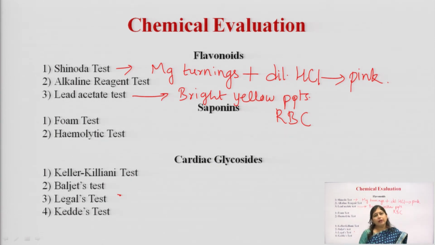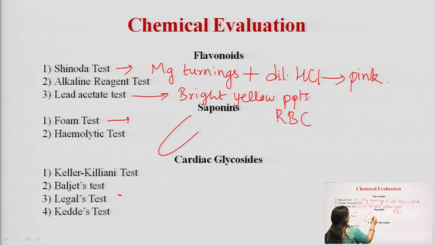So, the two common tests which are done, first is the foam test, where in a test tube we will take the drug and to that we will add water and shake it. In case we have a lot of frothing which is forming, and the froth is persistent, meaning it does not dissolve for more than 10 to 15 minutes, we will say that this drug is containing saponins. If we talk about the next one, that is the hemolytic test.